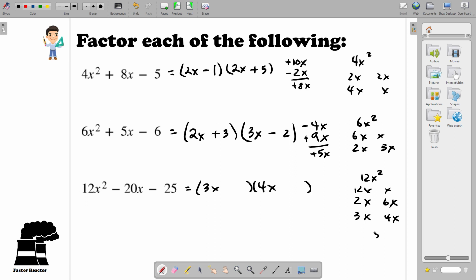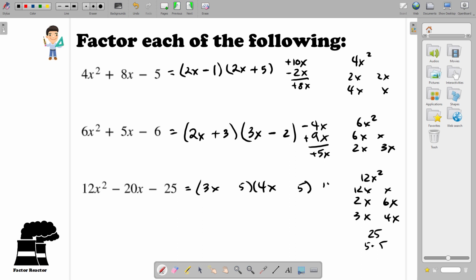Factors of 25, well, that's going to be easy. That's going to be 5 times 5 or 25 times 1. I don't think that I need to worry about 25 times 1 because I need a 20, and I don't see that I'm going to get a middle term of 20 if I use 25 as one of my factors. So I'm going to use 5 and 5.